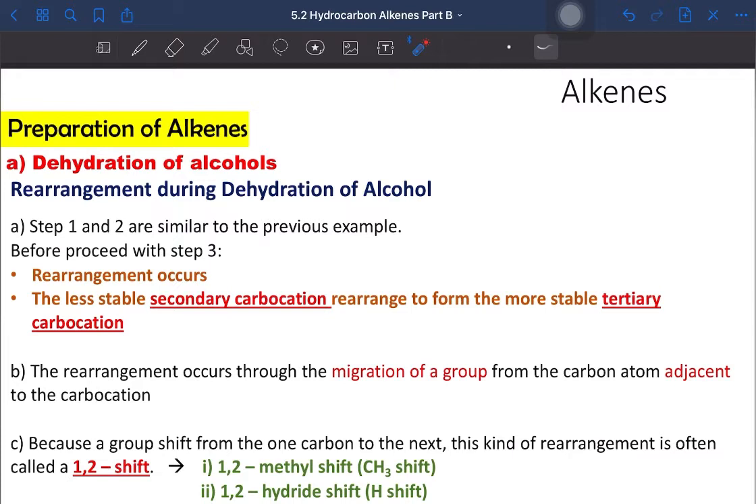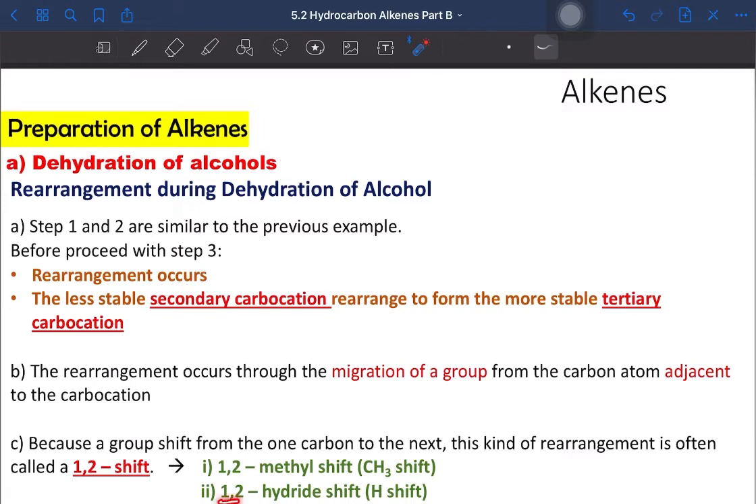So the rearrangement occurs through the migration of a group from the carbon atom adjacent to the carbocation. Because the group shifts from one carbon to the next, this kind of rearrangement is often called a 1-2 shift. The first one we have is the 1-2 methyl shift, where we shift the methyl group from one carbon to the next neighboring carbon.